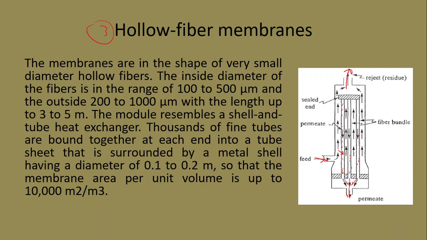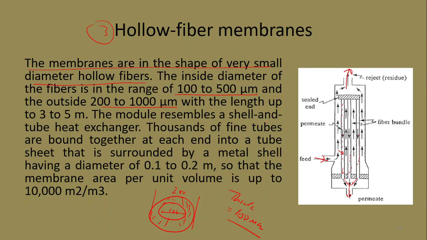The membranes are in the shape of very small hollow fibers. The inside diameter of the fiber is in the range of 100 to 500 micrometers, and the outside is 200 to 1000 micrometers. For example, this is the inside, this is 100. Then we have the membrane, and this diameter can be 200, meaning the thickness is 100 micrometers or more. That is the membrane basically.